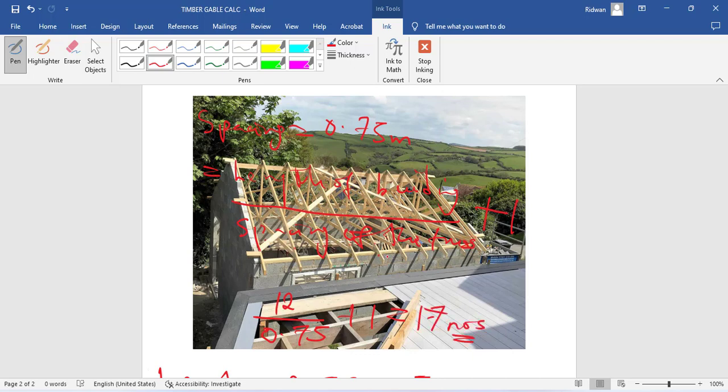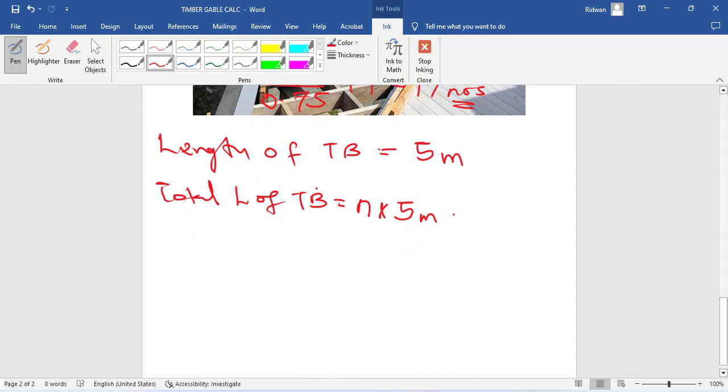Now that you know the number of all the tie beams in the roof, and you also know the length of each tie beam, then you can know the total length of the tie beam in the roof. So 17 numbers. If you come back to this formula, you know the length of one tie beam is 5 meter. So the total length of all the tie beams will be equivalent to the number times 5. That will be 17 times 5, which is 85 meter. So 85 meter is the total length of all the tie beams in this structure.